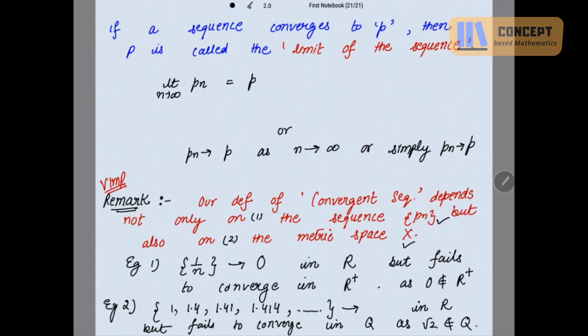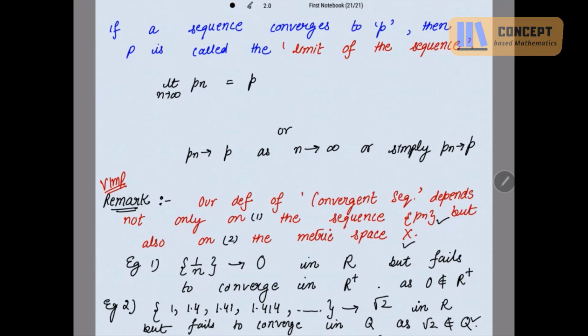One more sequence: 1, 1.4, 1.41, 1.414, and so on. Just now we have done this, it is converging to root 2 in R, but fails to converge in Q. What is Q? It is the set of rational numbers, as root 2 does not belong to the set of rational numbers. So the metric space is important. What metric space you are taking is also important. So convergence of a sequence depends upon the sequence itself and also on the metric space you are taking, right?